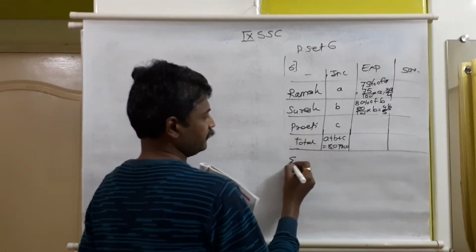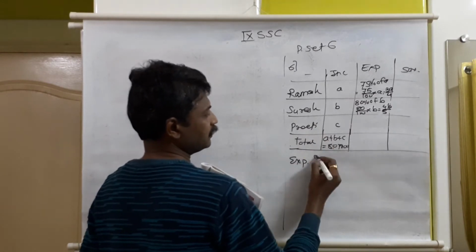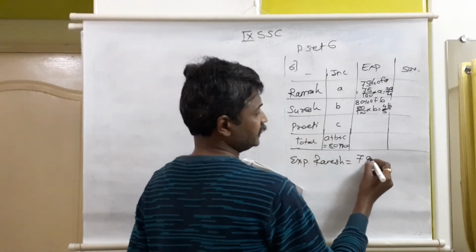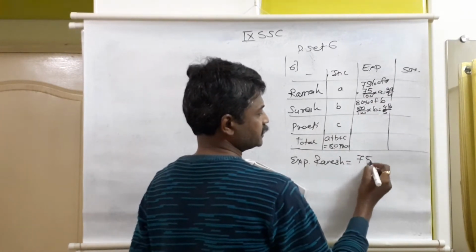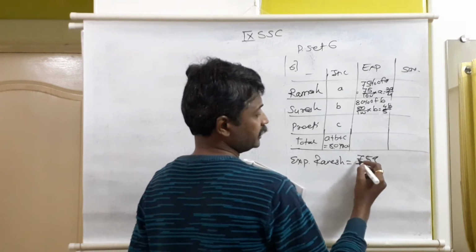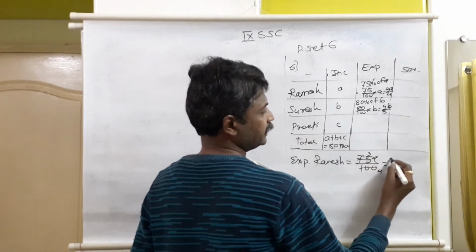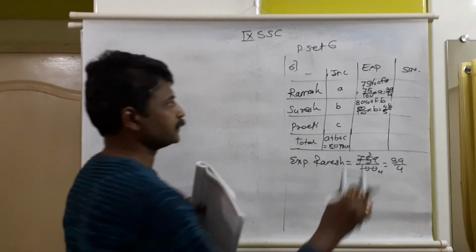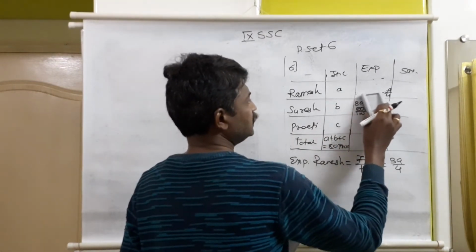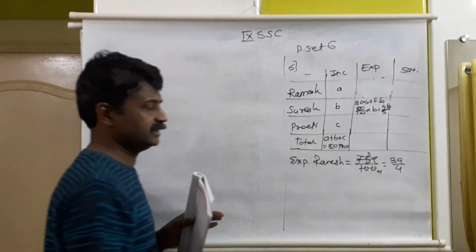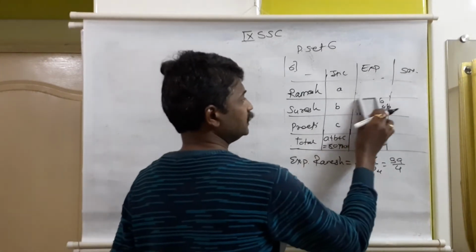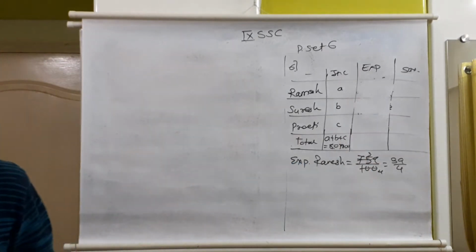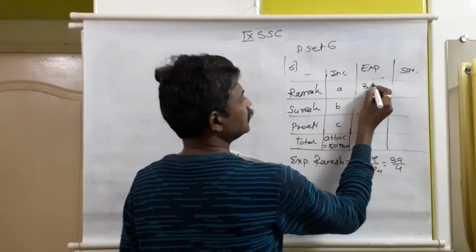So for the first person's expense, the expense of Ramesh is equal to 75% of A, 75A upon 100. 25 3s are 75, 25 4s are 100, so it comes to 3A upon 4, and that value only we will keep there, so it can be easy for you people to understand. You can see it also in the video, as we are not close to the board. So it will be 3A upon 4.